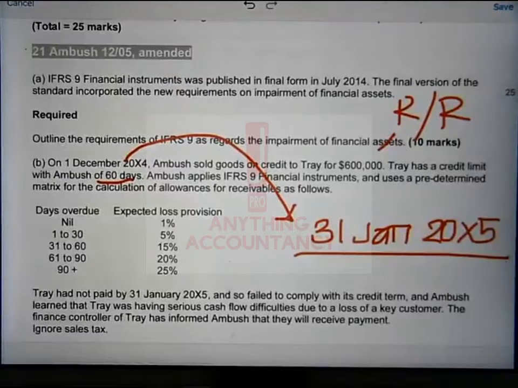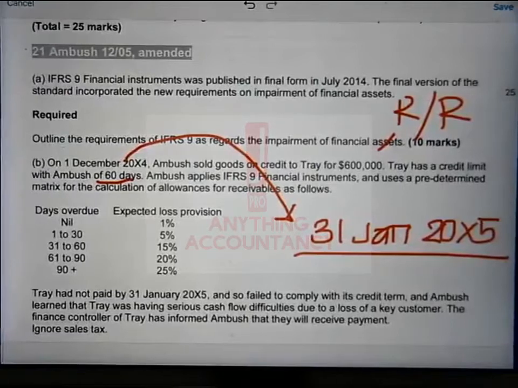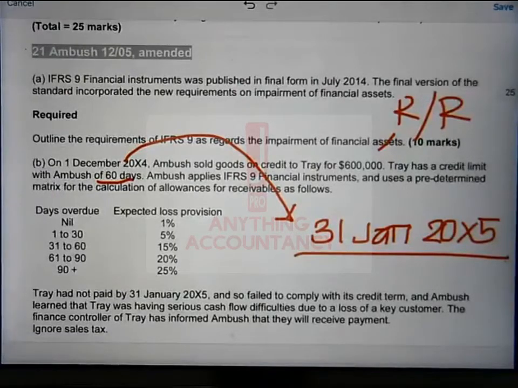Ambush applies IFRS 9 Financial Instruments and uses a predetermined matrix for calculation of allowance for receivables. Now remember, for receivables, there are two treatments allowed by IFRS 9. One is to follow level 1, 2, 3, or the other one is basically to look at it and give it lifetime. It's called the simplified approach. Got it? Okay, you have to write that down later on.